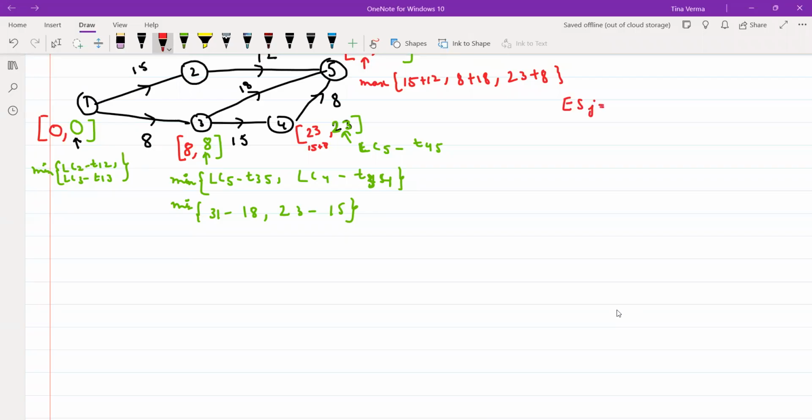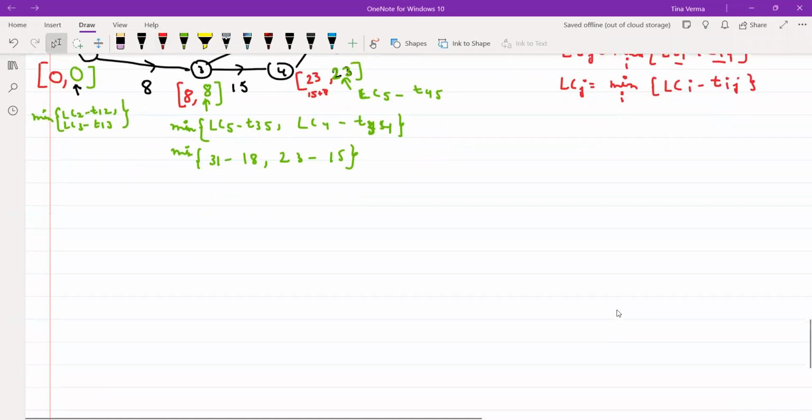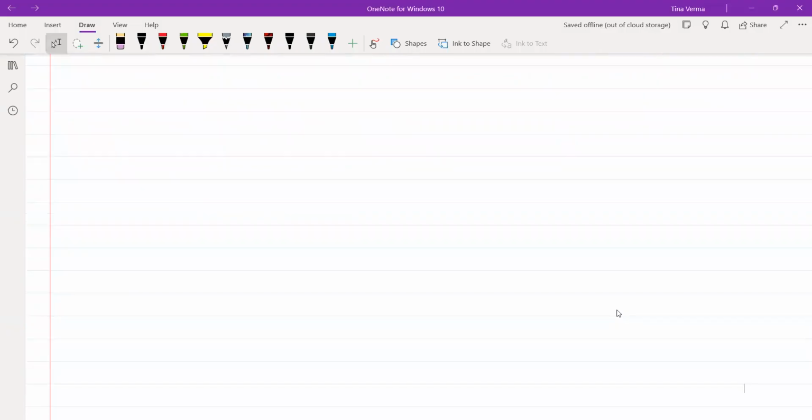The earliest starting time of the jth node, how did we find it? The maximum of ESi plus tij, right? That means it is varying from the ith node's earliest starting time plus the time which is going from i to jth node. How did we find LCj? That is the minimum over i of LCi minus tij, right? So that was LCj. In this class, we are going to discuss how you can manage the project.